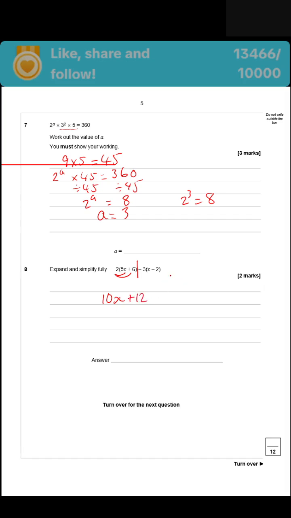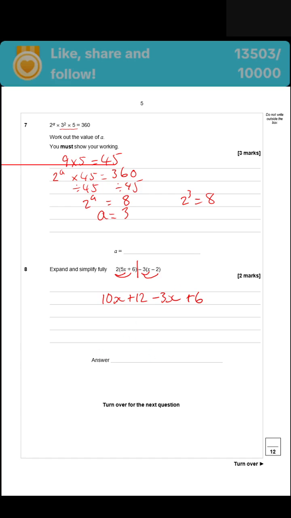And then we move on to the second part. On this one, people tend to make mistakes, and the reason they make mistakes is they don't know what to do with this takeaway. Treat it as a negative. Do negative 3 times x, that gives you negative 3x. Do negative 3 times negative 2, that gives you positive 6. And then you don't need to worry about whether you need to add or subtract later.